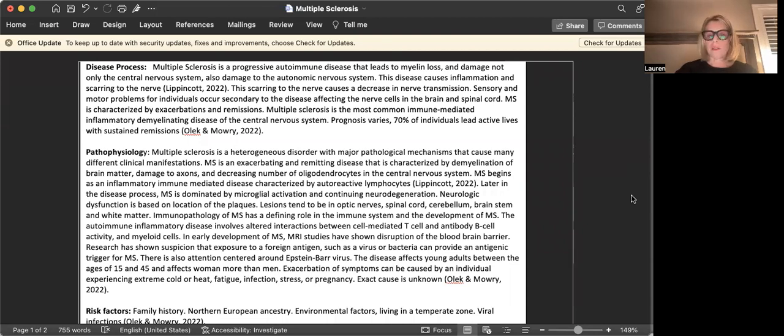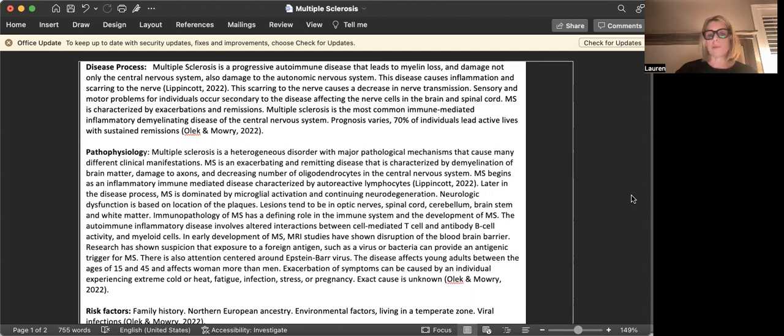It is a progressive autoimmune disease that leads to myelin loss and damage not only to the central nervous system, but also damage to the autonomic nervous system. This disease causes inflammation and scarring to the nerve, and the scarring causes a decrease in nerve transmission. Sensory and motor problems for individuals occur secondary to the disease, affecting the nerve cells in the brain and spinal cord. MS is characterized by exacerbations and remissions, which I'll discuss further.